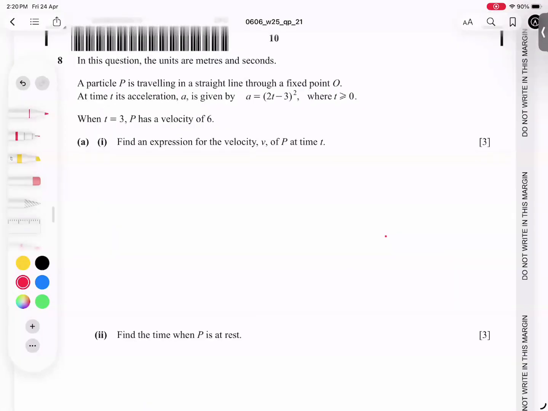Question number 8 and the topic is kinematics. A particle is traveling in a straight line from a fixed point O, and the acceleration is given by the formula here, for time t equal to 0 and higher. It means starting from time 0. When time is 3, velocity is 6. So this data is very important: when time is 3, v is 6. This will help us get the c value, so we have to do it very carefully.